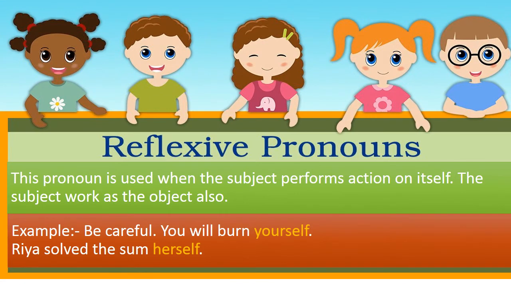Next is reflexive pronouns. This pronoun is used when the subject performs action on itself. The subject works as the object also. Examples: be careful, you will burn yourself. Here, yourself is used as reflexive pronoun. Next is Ria solved the sum herself. Here, herself is reflexive pronoun.